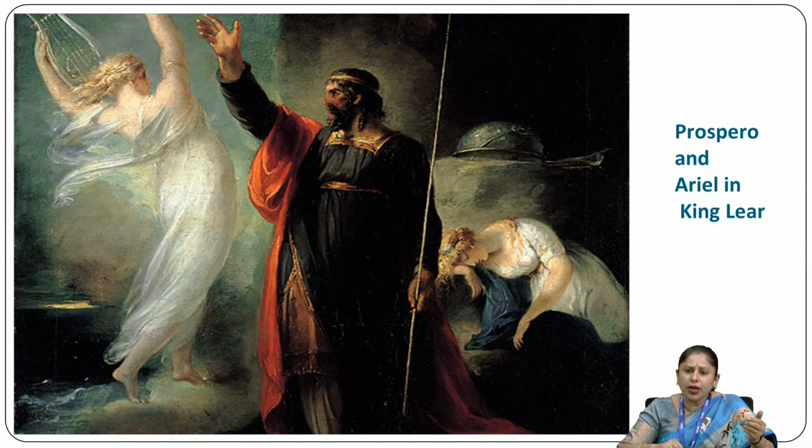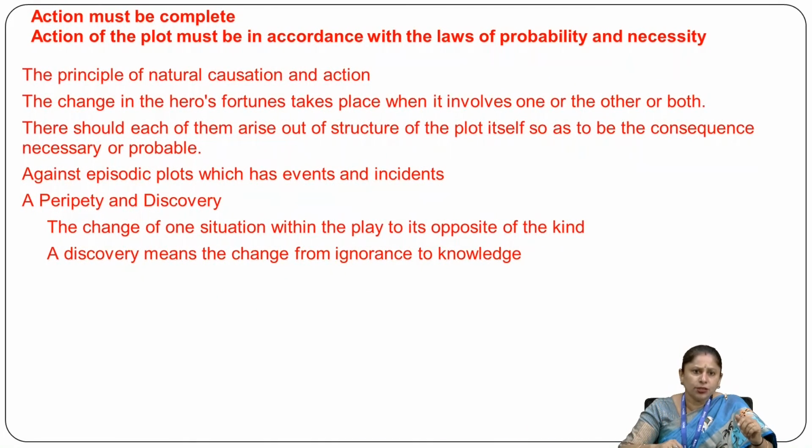Look, Prospero and Ariel in King Lear. So here this is the picture of Prospero, you know that, and there is one character Ariel also who has been shown in this picture. Action must be complete and action of the plot must be in accordance with the laws of probability and necessity. So the principle of natural causation and action. Look, the main thing about the plot is mentioned over here. It is about the cause and action. However the reason or the cause happens, in the same way the action should deal with.